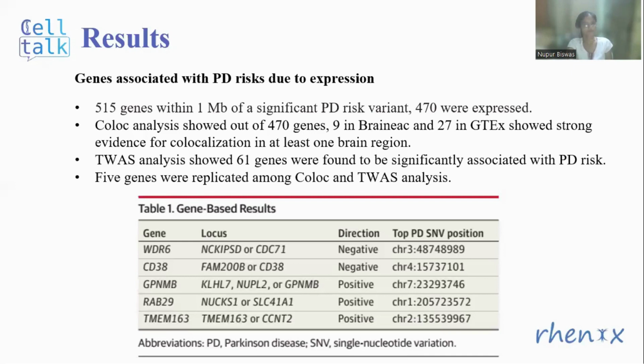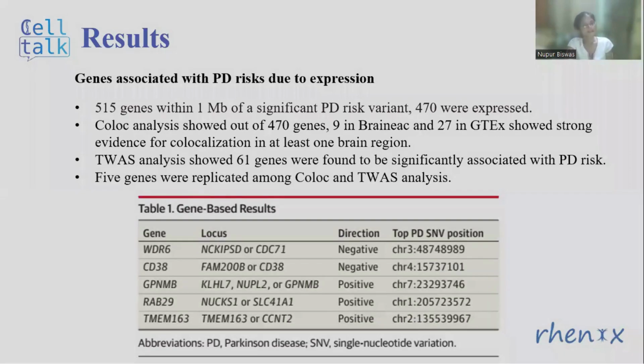In parallel, they did a TWAS study, which identified 61 genes. And among these two parallel studies, they found 5 genes in common, which are listed here in this table. So the genes associated with Parkinson's disease through expression are 5 in number.